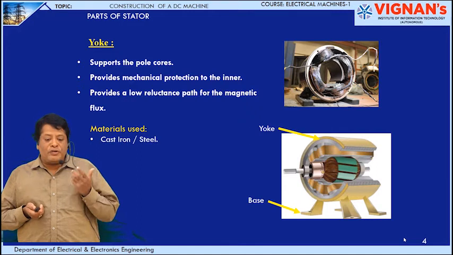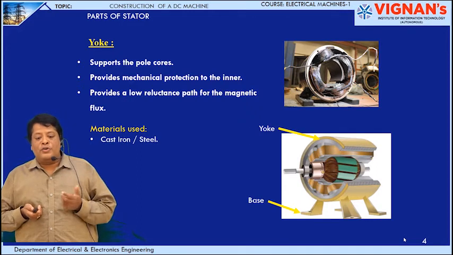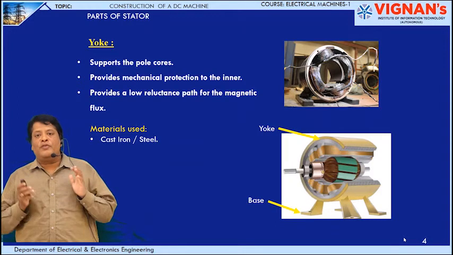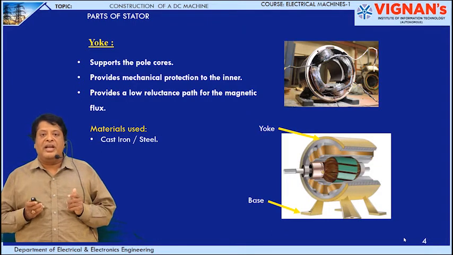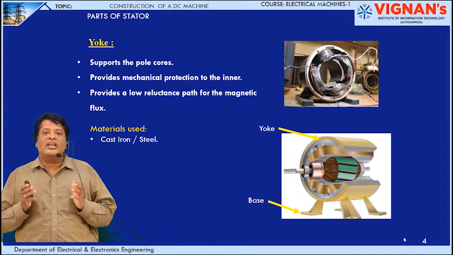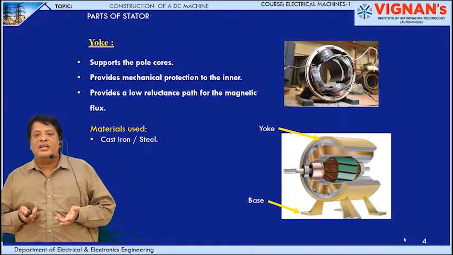What material do we use to manufacture the yoke? Generally we use cast iron. The cast iron is very cheap. Suppose you want to design a machine at low cost, then we go for cast iron. Suppose the cost is not constrained, then we go for steel.